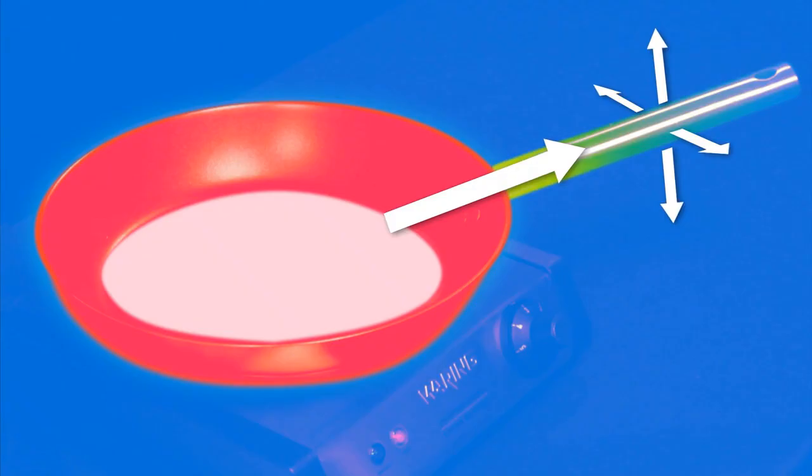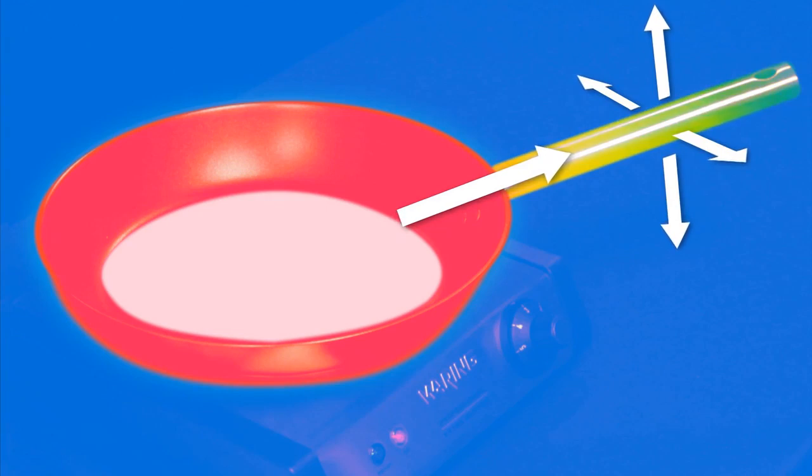As the temperature of the handle rises, the heat flow rate from the handle to the room will also rise, and eventually it will equal the heat flow rate from the pan to the handle. In other words, after some length of time, the handle will be losing energy to the room at exactly the same rate as it's gaining energy from the pan.